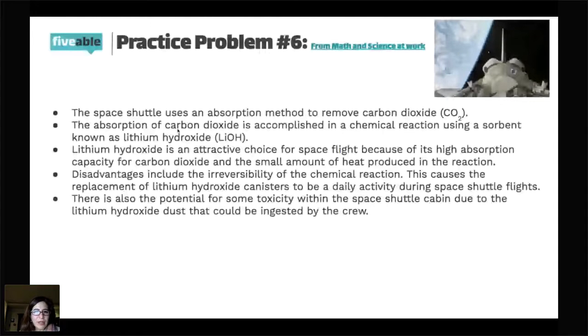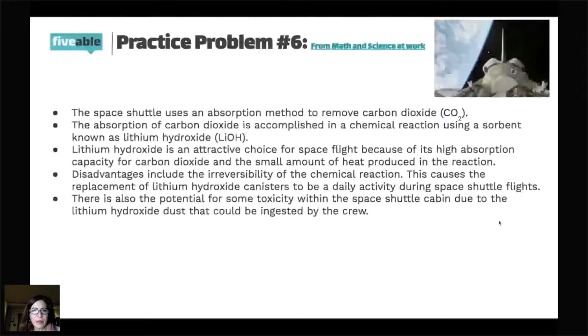Disadvantages include the irreversibility of the chemical reaction. This causes the replacement of lithium hydroxide canisters to be a daily activity during space shuttle flights. There is also the potential for some toxicity within the space shuttle cabin due to the lithium hydroxide dust that could be ingested by the crew. So I found this really interesting.